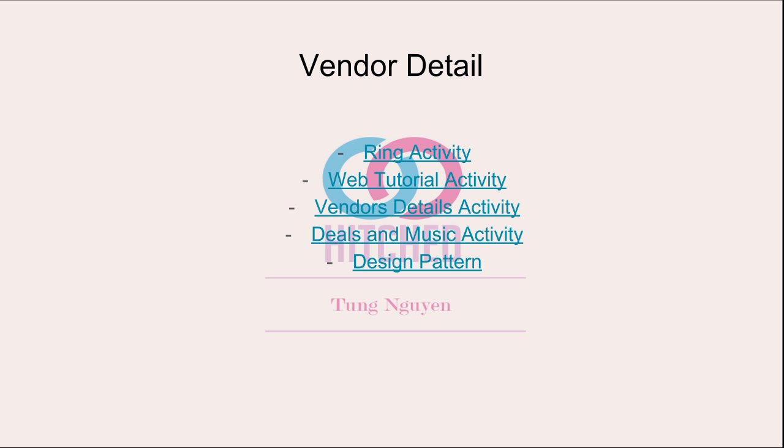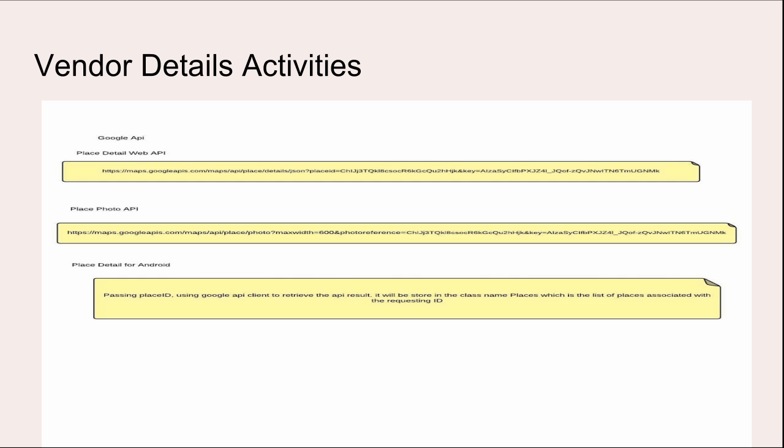And the next one is the vendor detail activity. This activity is kind of complex. I'm using two types of Google API. The first one is the Place Details Web API. You pass in the query and the Place ID and the API key to get the place you want. Also, I'm using the Place Photo API to get the photo from the photo reference ID. And the last one is the Place Details for Android.